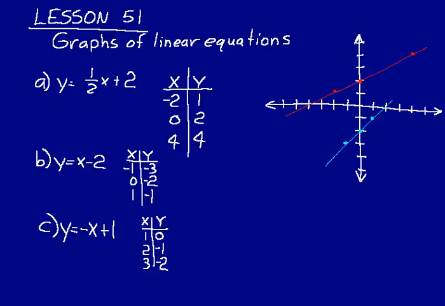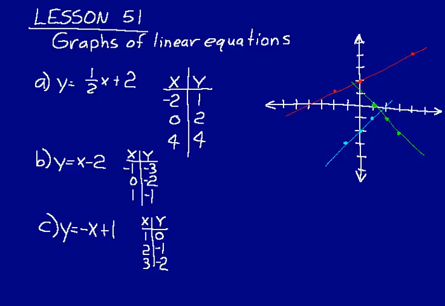So the first point is 1, 0, to the right 1, and then we don't go up or down any. So we just put a point right there. The next one, we'd go to the right 2 and down 1. And then the third one, we'll go to the right 3 and down 2. And so you can see those points, they're following a linear pattern, so you just go ahead and draw a line through those points.